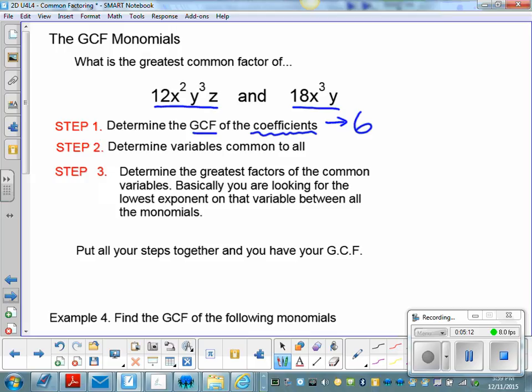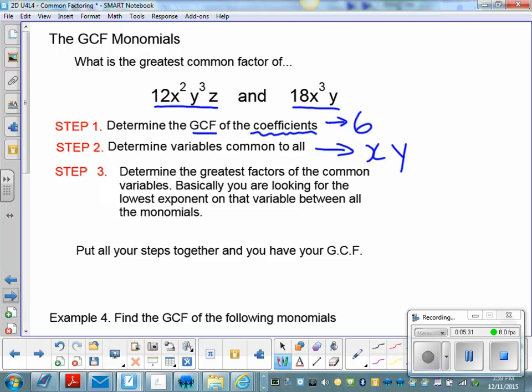Now, which variables are common to both terms? So both terms have an x in them. Both terms have a y in them. Both terms don't have a z in them. Just the first term has a z. So those are all the common variables.